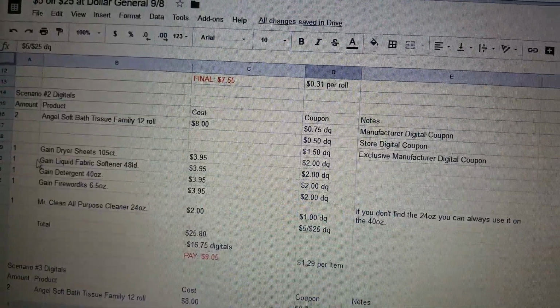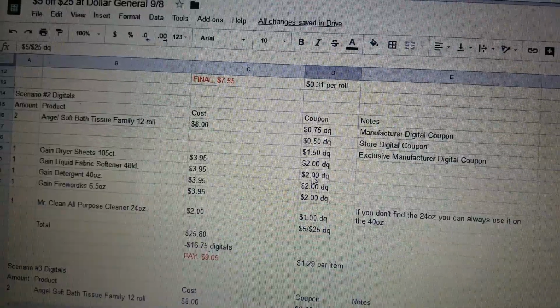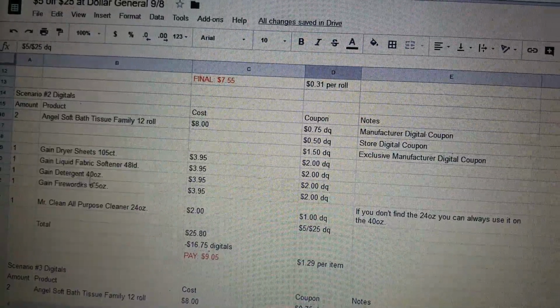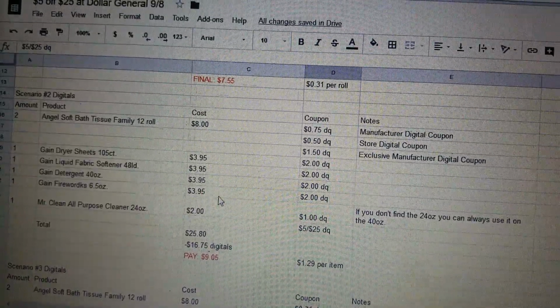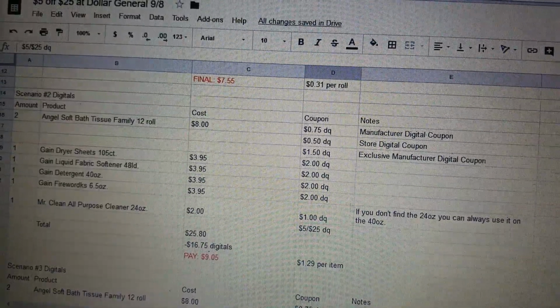Then one of the Gain liquid fabric softeners, 48 load. It's $3.95. We have a $2 digital. Then one of the Gain detergents, 40 ounce. It's $3.95. We have a $2 digital. One of the Gain fireworks, 6.5 ounce, it's $3.95. We have a $2 digital.